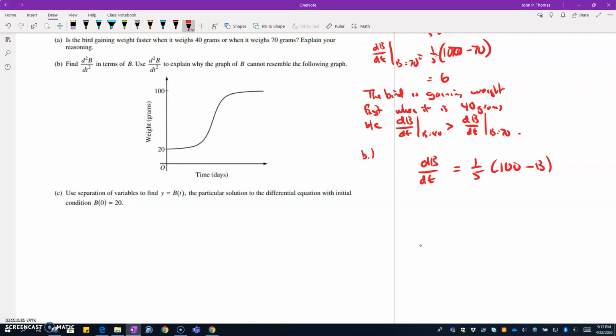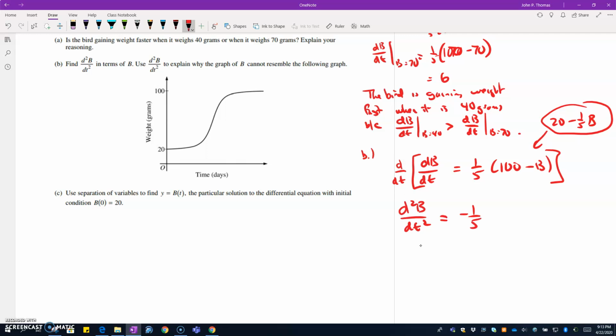And we're really considering b between 20 and 100 here, because the baby's born at 20 and the adult weight is 100. So we're going to take the derivative with respect to t on both sides. For most people, if I think of that right-hand side as 20 minus 1/5 b, it's going to be a lot easier to take the derivative. So this is the second derivative of b with respect to t, which equals negative 1/5, and then we need to chain rule that, so we get dB/dt.